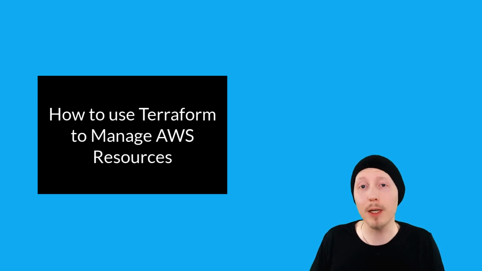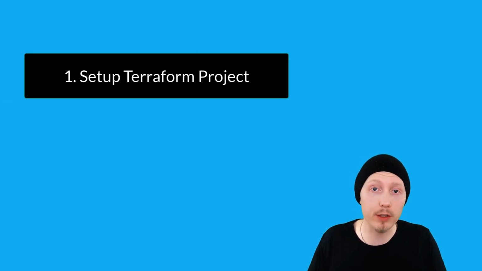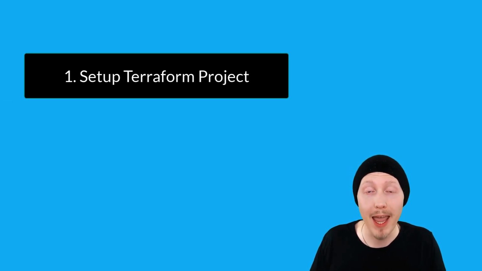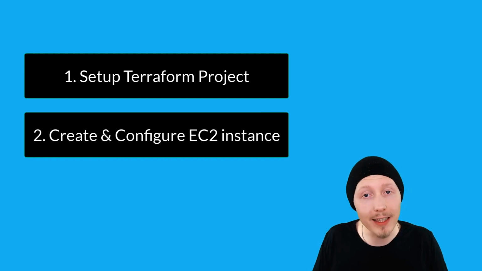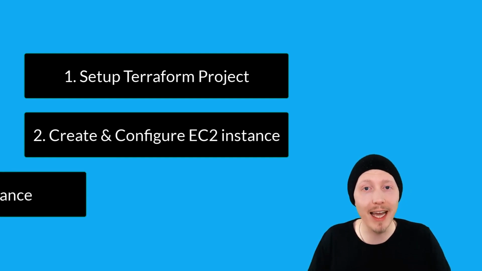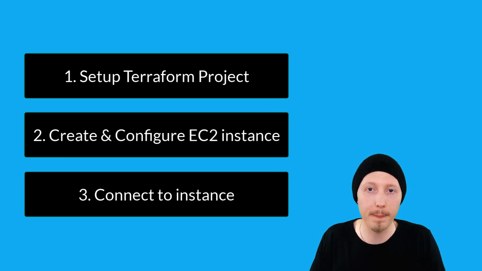In this video, I'm going to show you how you can use Terraform to manage AWS resources. We're going to go through setting up a project on our local machine that uses Terraform, and then we're going to create a simple EC2 instance, and I'm going to show you how you can configure that instance and how we can connect to it from our local machine.